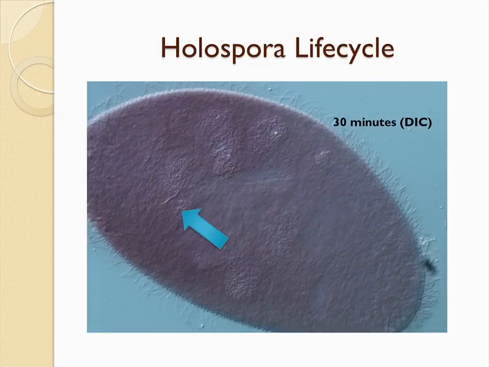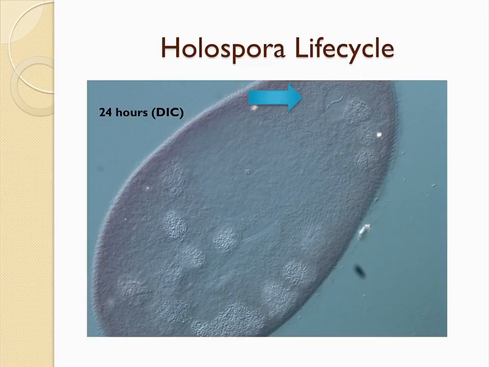And after approximately 30 minutes, you can see the Holospora here moving through the cytoplasm after it's broken out of the acidified food vacuole towards the micronucleus. And after 24 hours, right here, the Holospora has already penetrated the micronucleus, but the way it does so is it uses what's called an invasion tip, and the invasion tip is made out of proteins that allows it to penetrate the micronucleus.